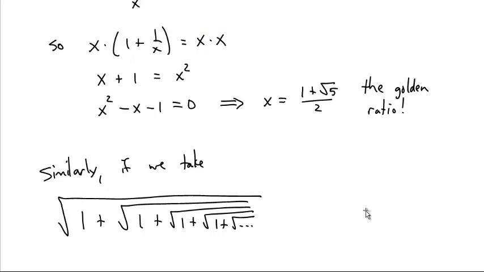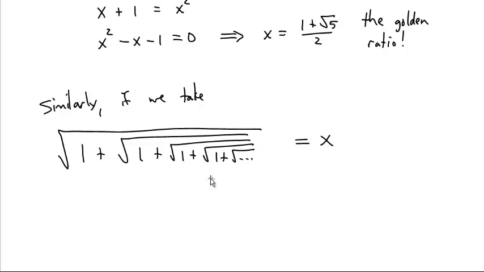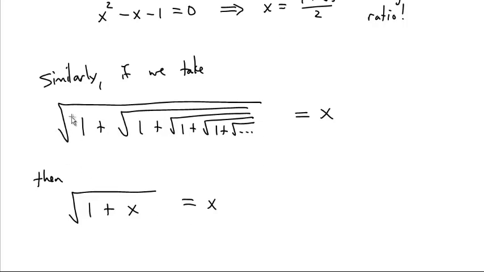Similarly, let's take a continued square root. The square root of 1 plus the square root of 1 plus the square root of 1 plus the square root of forever. Not just for a long time, forever. Take that, set it equal to x. And then you look and you see that right here, this square root of 1 plus the square root of 1, this is in fact x. And therefore x is the square root of 1 plus this whole thing, which is x.